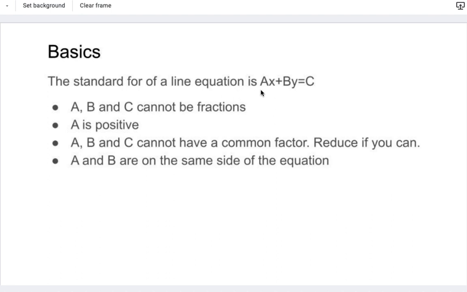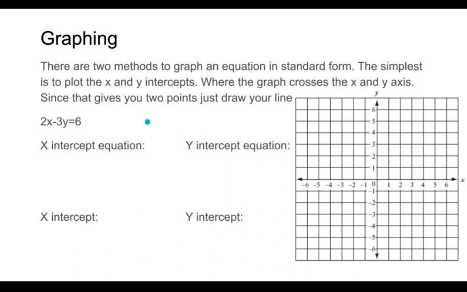So for example, if a is 2, b is 4, and c is 6, you would just divide the whole thing by 2. And obviously a and b, so x and y, are on the same side of the equation. They're on the left, c is on the right. So there are two different methods for graphing standard form equations. The easiest one is just to find the x-intercept and the y-intercept and plot the points where they cross those axes and draw the line through it.